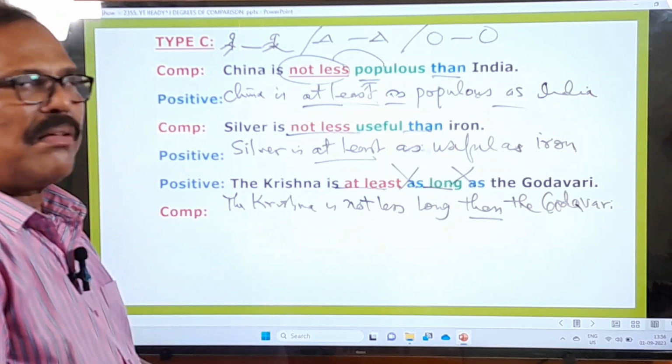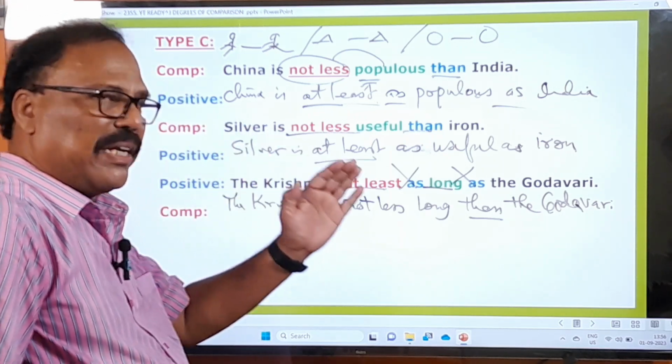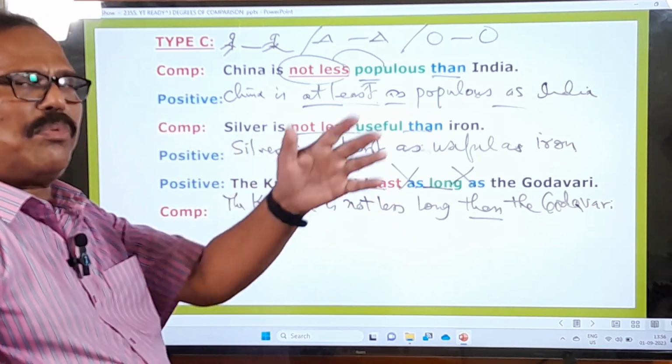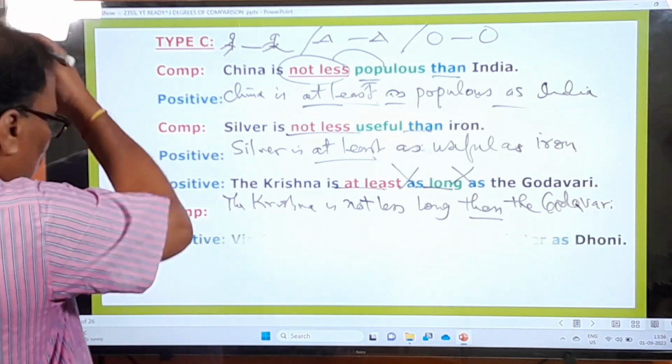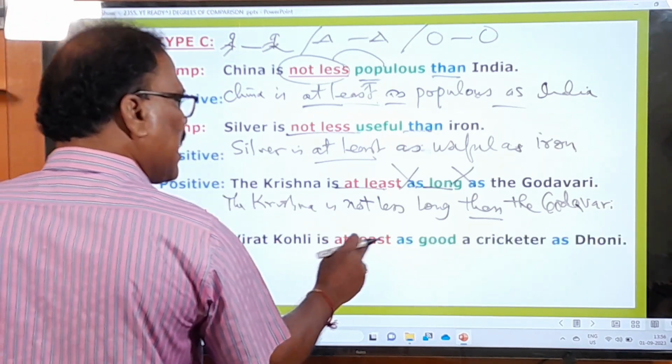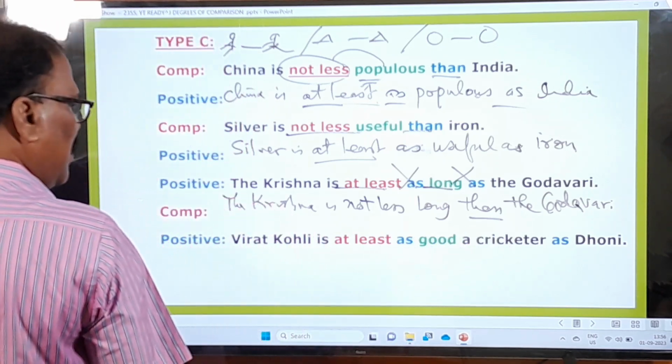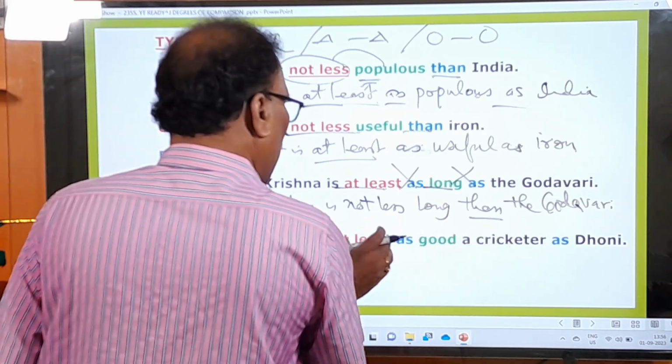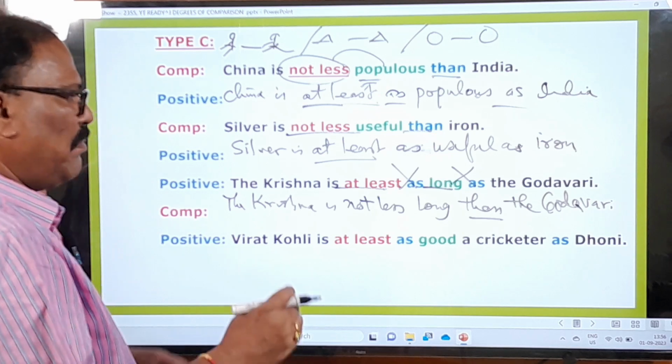Not less means almost. One more example is given. Positive: Virat Kohli is at least as good a cricketer as Dhoni. So Virat Kohli is almost as good a cricketer as Dhoni.